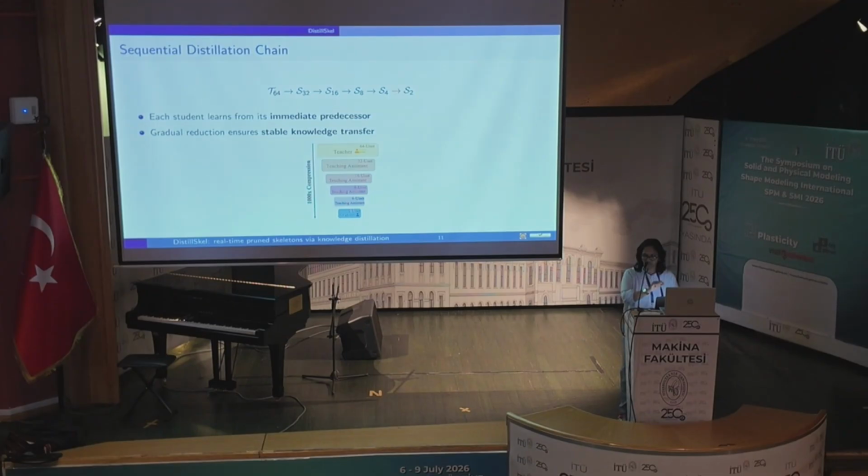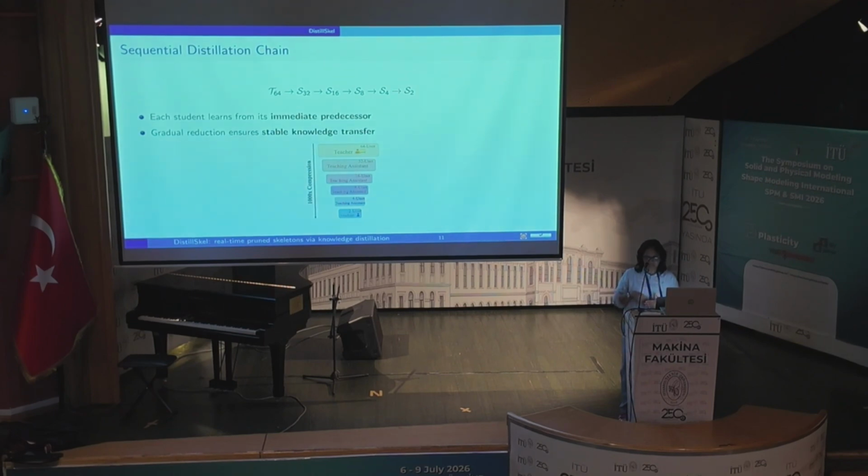As I mentioned, we go from a base 64 teacher to a base 2 student. You cannot directly go, so there will not be stable knowledge transfer if you directly transfer from the base 64 teacher to the base 2 student. Therefore, we use intermediate teachers and do a sequential knowledge transfer.